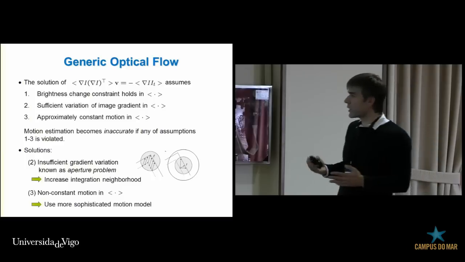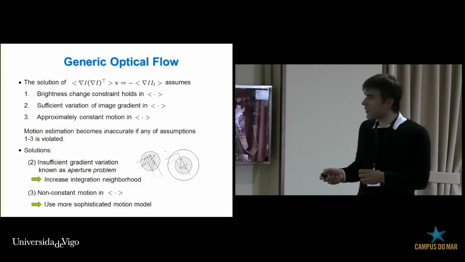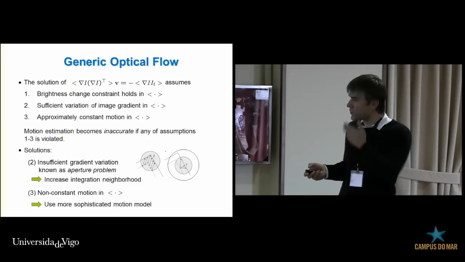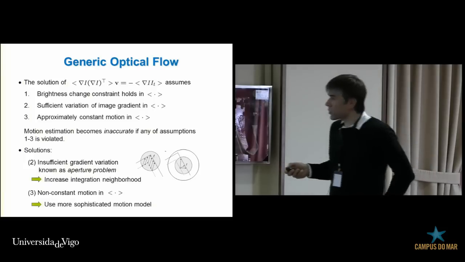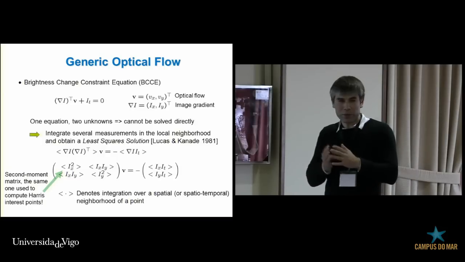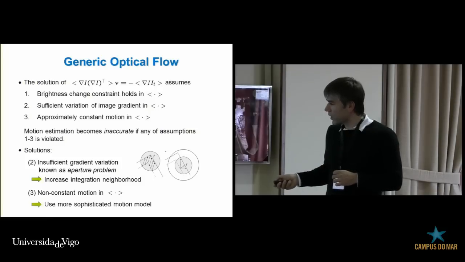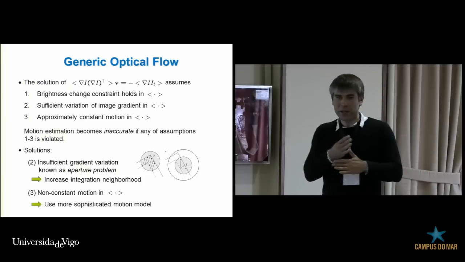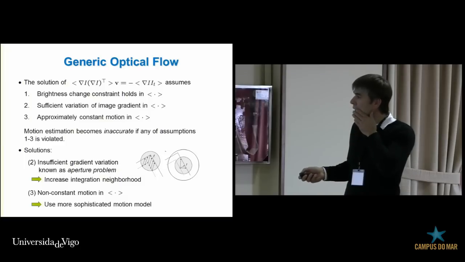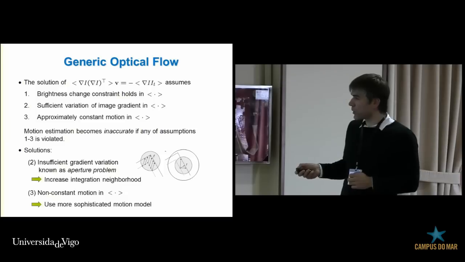Now the problem is, when we start to aggregate information in the local neighborhood, what implicit assumptions are we making? First, that the brightness change constraint holds; this we always need. We also need sufficient variation of image gradient, because if all the image gradients in a neighborhood are the same, we don't gain anything. This is the situation here: if this is our point and this is the local neighborhood, and all the image gradients look in the same direction, the system is still under-constrained. So we need variation in the gradient, and we also assume that the motion is constant.